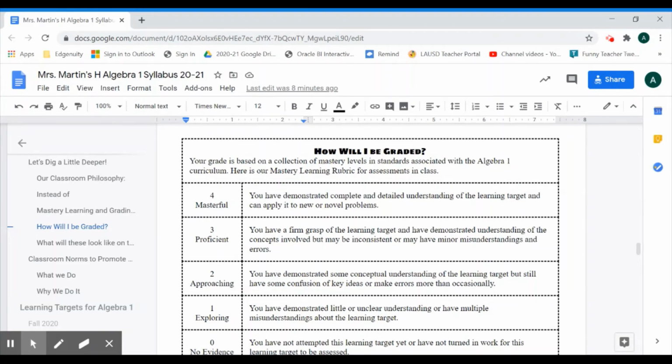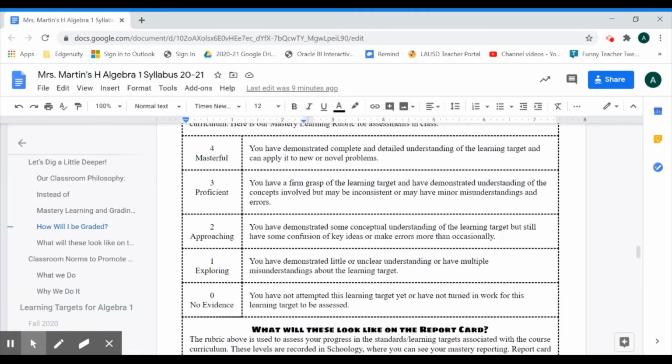A 2 is approaching. It means you're almost there, you're getting the big idea, but you still have some confusion about key ideas and you might make more than one error more than occasionally. A 1 is exploring. You're still trying to get the hang of it and you might have a little bit of an unclear understanding, but that's okay. You always have room to move up in these levels.